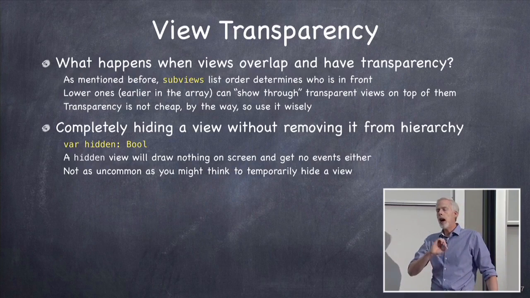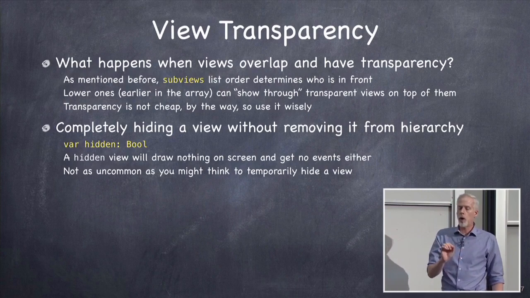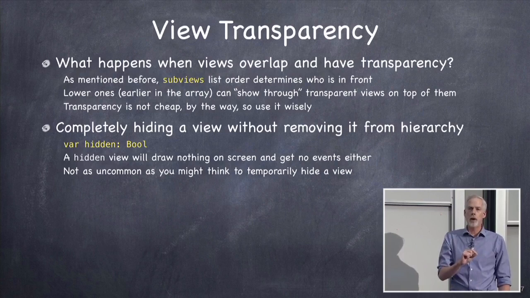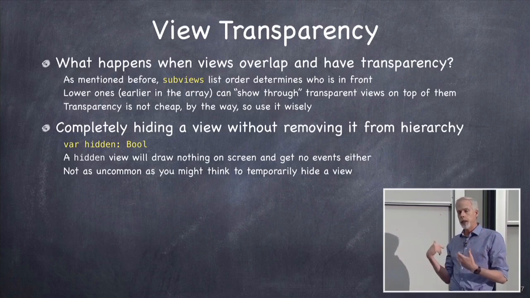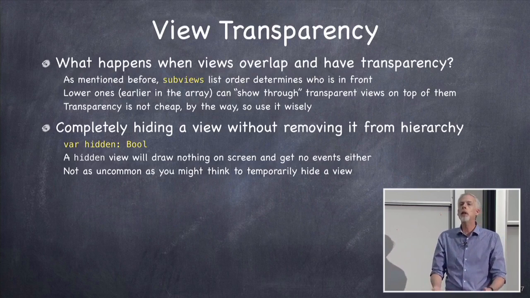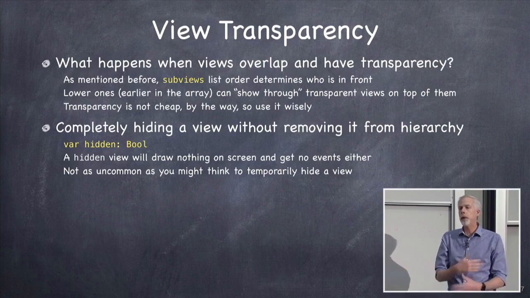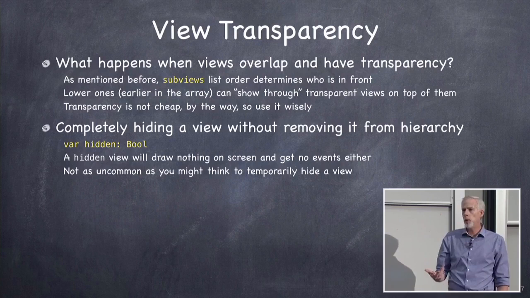You can also completely hide a view. This is very similar, almost identical, to saying alpha equals 0, which will just make the view not even appear, but it will still be in the view hierarchy. It will still be in its superview, and its subviews will still be subviews of it, but it'll all be completely hidden.